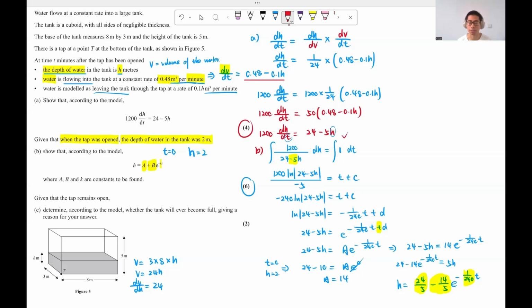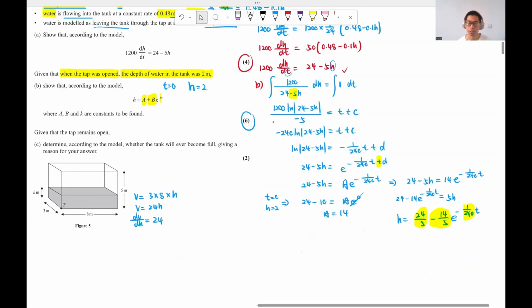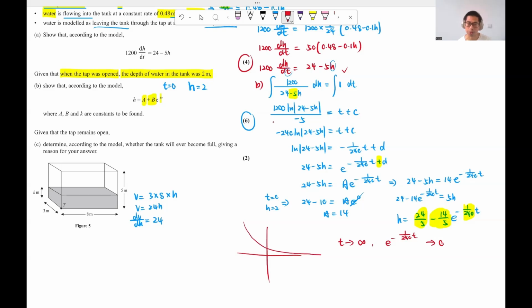So if we let t go to infinity, that means the part negative 1 over 240t will become 0, because that's how we sketch the exponential diagram. It's a negative power, so it has to go something like this. If t keeps increasing, eventually it will become 0. Therefore, h is equal to 24 over 5, and anything times 0 becomes 0, so just 24 over 5 left. And 24 over 5 is roughly 4.8, which is smaller than 5. The maximum height is equal to 5.